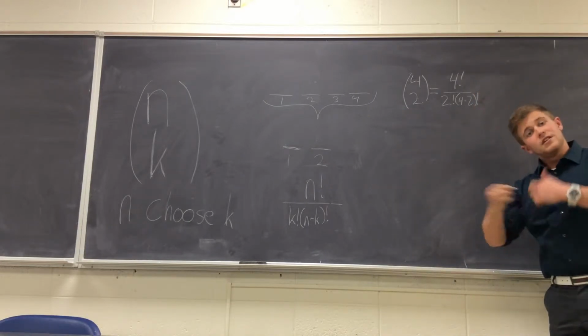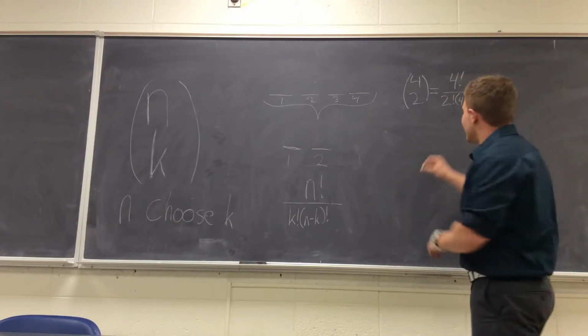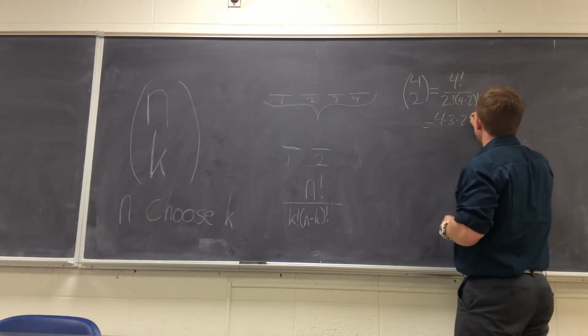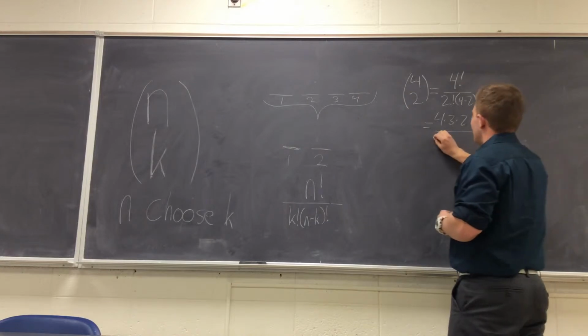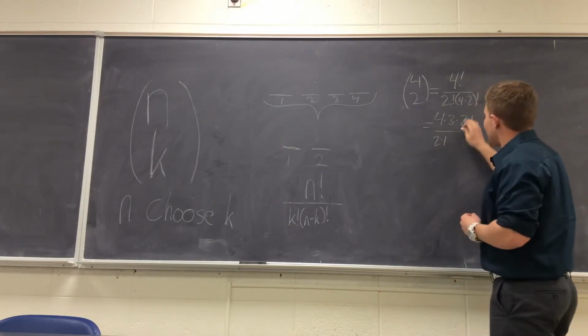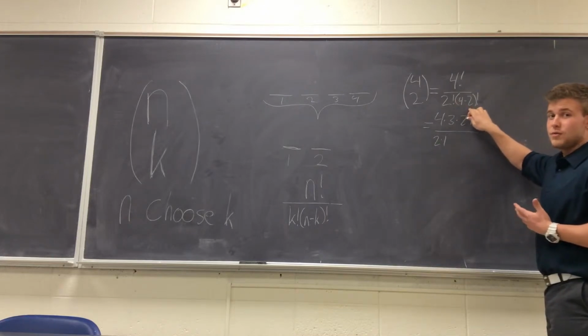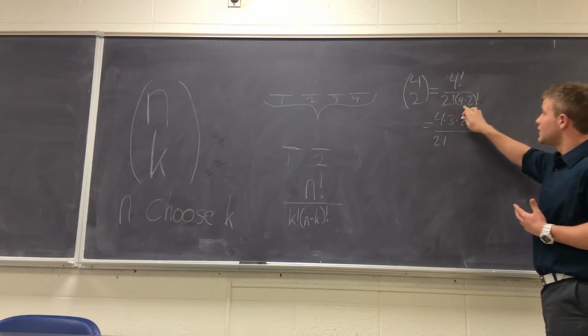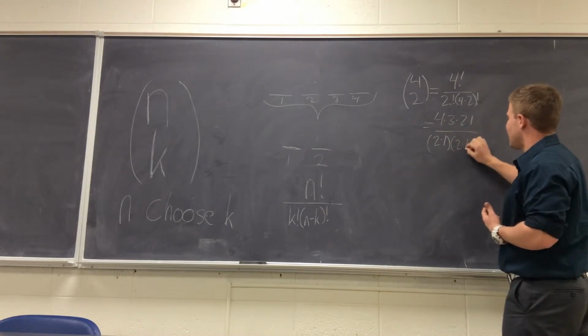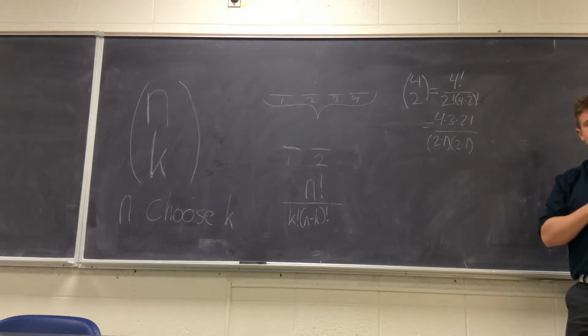Okay. So we actually do the math related to this, and it turns out to be 4 times 3 times 2 times 1 all over 2 times 1 times, since 4 minus 2 is just 2, that's going to be 2 factorial times 2 factorial. So 2 times 1 times 2 times 1. Okay? Simple enough so far?